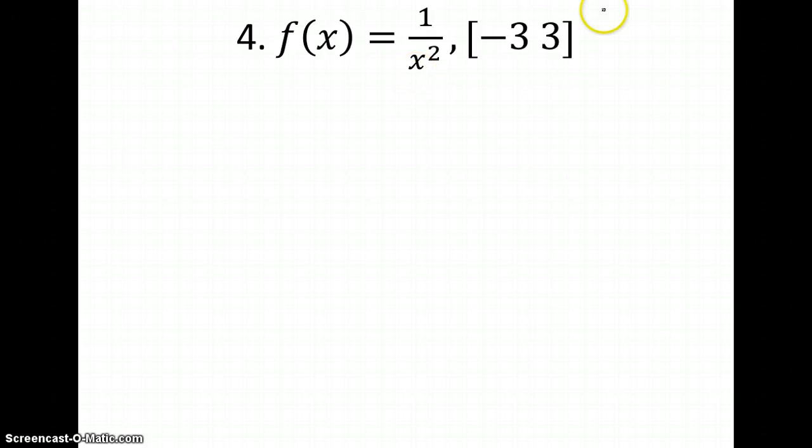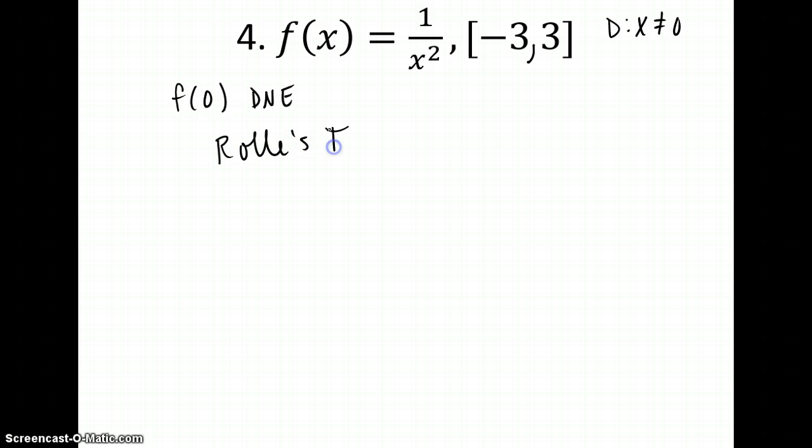Okay, for this function, the domain is x cannot equal 0, and the interval should be negative 3, comma 3. f of 0 does not exist. 0 is in the interval given, so again, we can't do anything more. That's why I stress that you check the conditions are met.